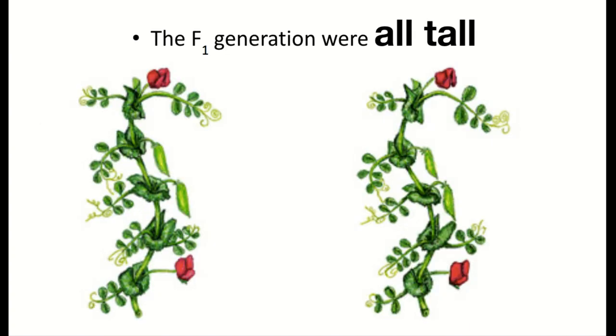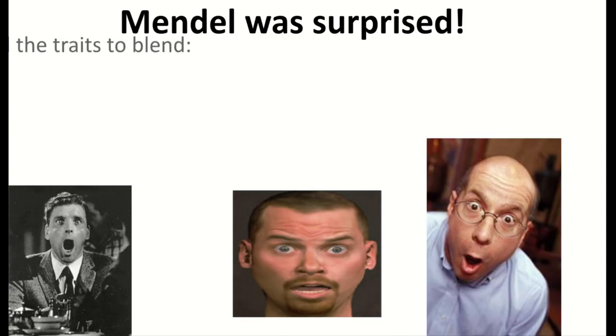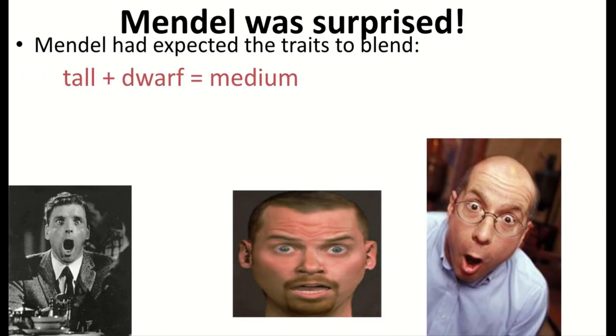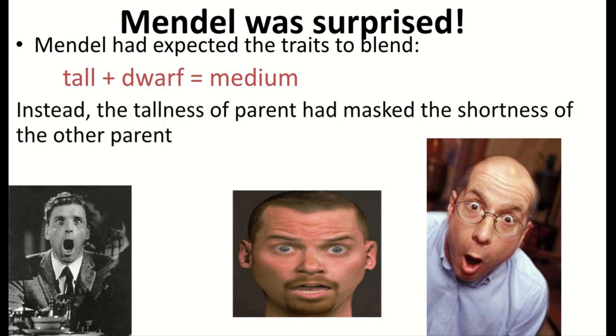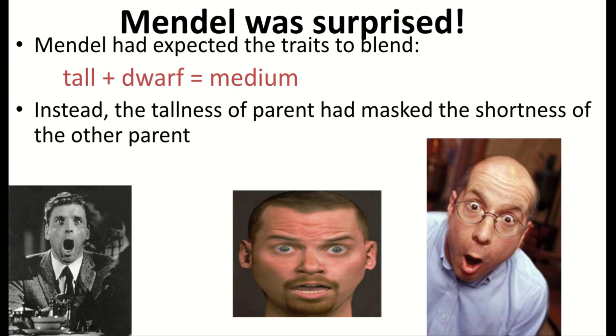So what he found is that the F1 generation was all tall, which just kind of shocked Mendel. He expected our traits to blend. Why do tall and short not make medium? Why did crossing a tall and a short plant make all the children tall plants?